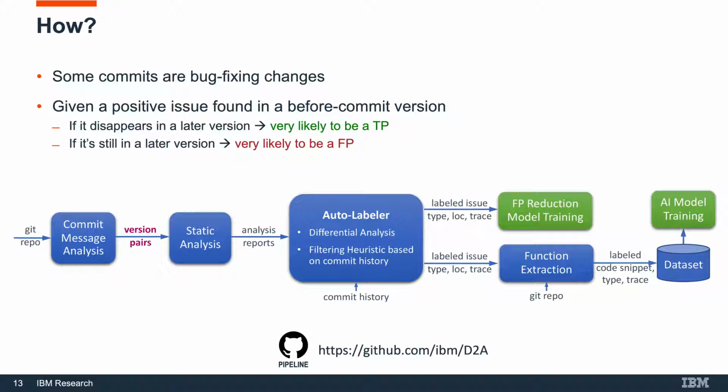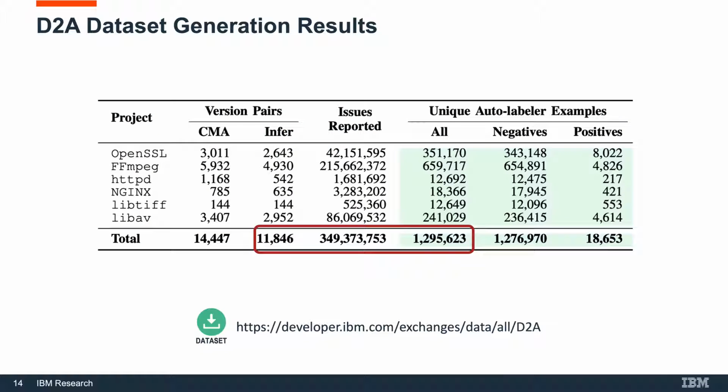Therefore, the input to our pipeline is just a Git repo. We first analyze commit messages using an NLP model trained on the NVD database to identify commits that are likely to fix bugs. Then for each commit, we run the static analysis on the before-fixed and after-fixed version pairs. After getting the static analysis results, they are consolidated by the auto-labeler that runs the differential analysis logic. After that, the labeled issues can be used for model training.